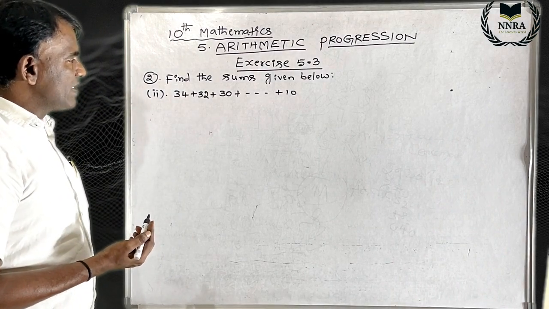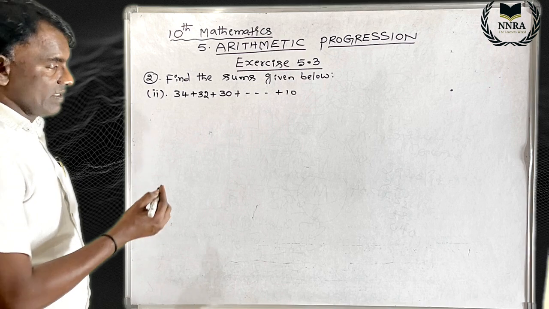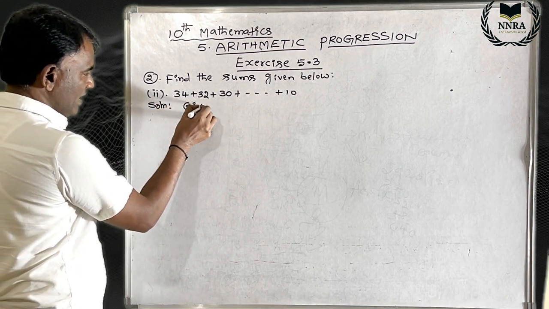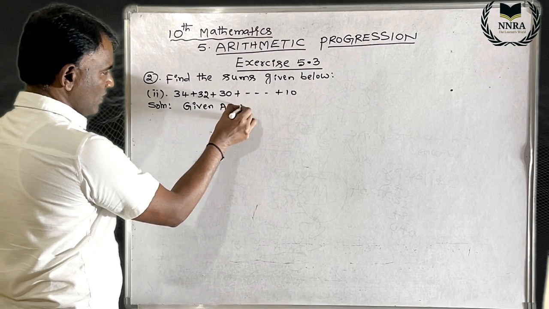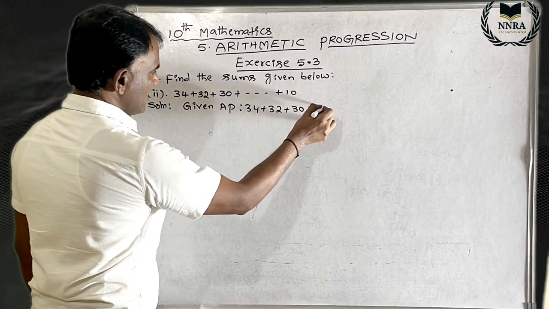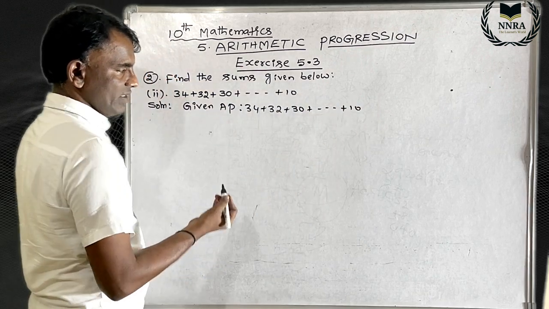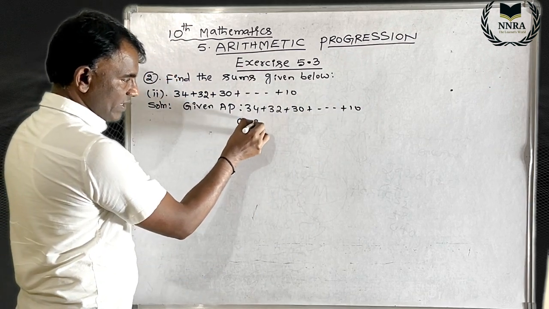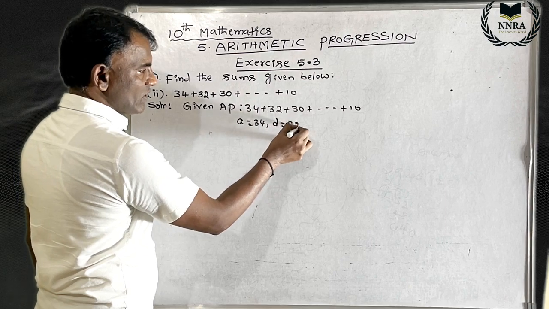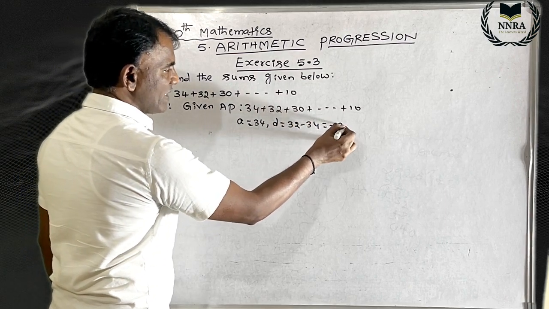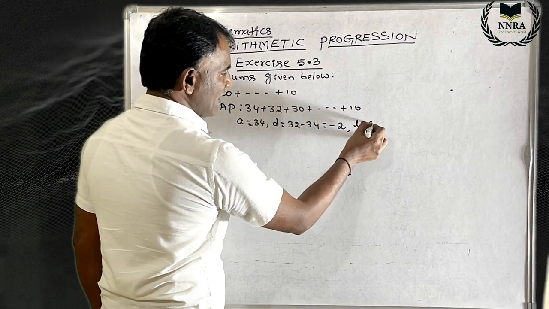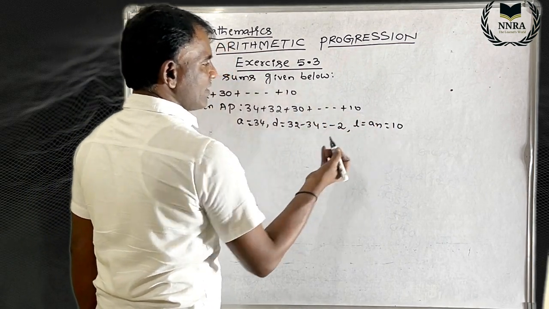Now this is the second question: 34 plus 32 plus 30 and so on plus 10. First we write the given AP: 34, 32, 30 and so on to 10. So the first term a equal to 34. Common difference d equal to 32 minus 34 equal to minus 2. And the last term, l or an, is equal to 10.